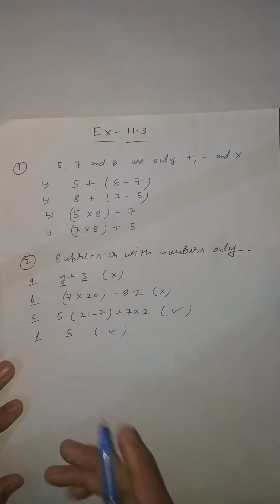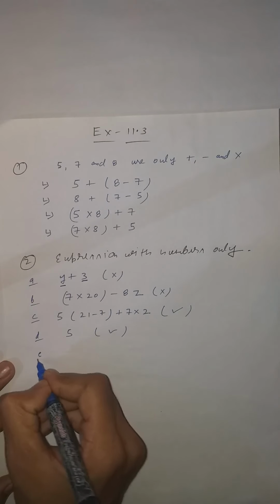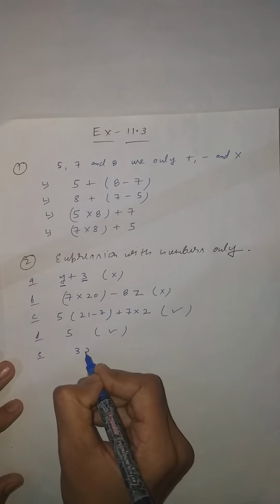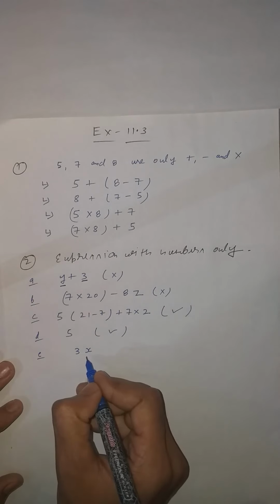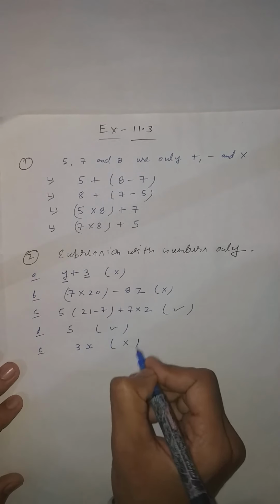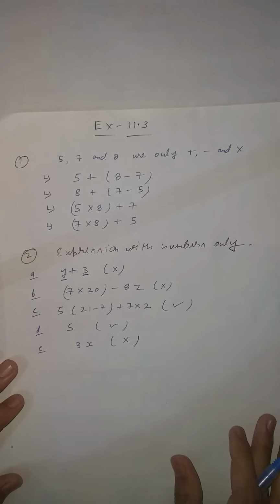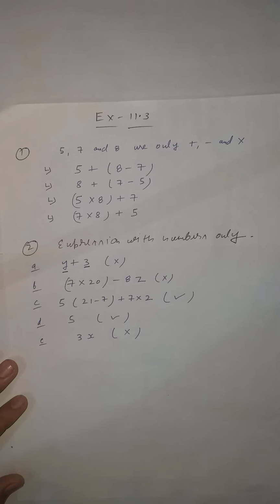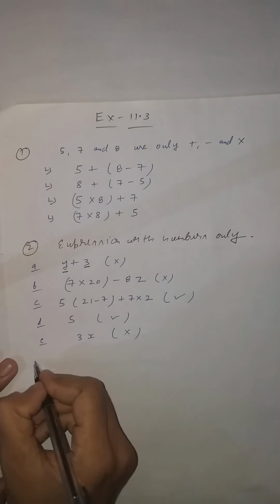Clear student? Next check E. It is given 3x. Okay. 3 is a number, but x is what? x is not a number. So this will also not be our correct answer. Clear? So by this you can check. Clear student?